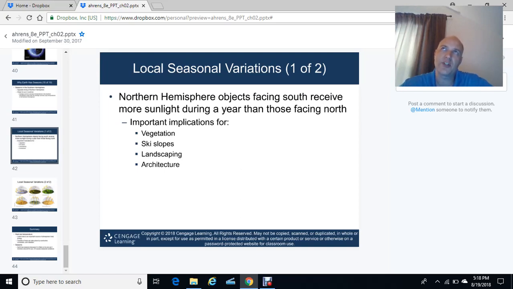When we talk about construction of buildings, houses, where we live, where we plant vegetation, how ski slopes are orientated. Do ski slopes, which want to keep snow nice in powder form, want to keep that snow on the slope for business, do they want a ski slope on a south-facing direction towards the sun or a north-facing direction? Okay. Landscaping, also, this is impactful. And then architecture in general. Again, in our northern hemisphere, objects facing south will tend to receive more sunlight during the year than those facing north.